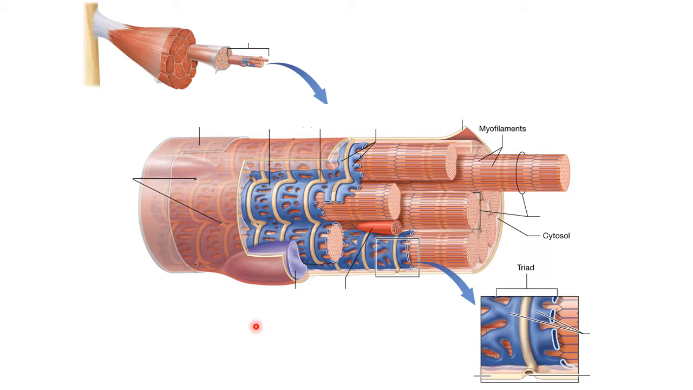Then you have the nucleus on the side of the cell. You also have some mitochondria in there. And you're going to have multiple nuclei in these cells. So there's one and there's one. And they're really long cells.